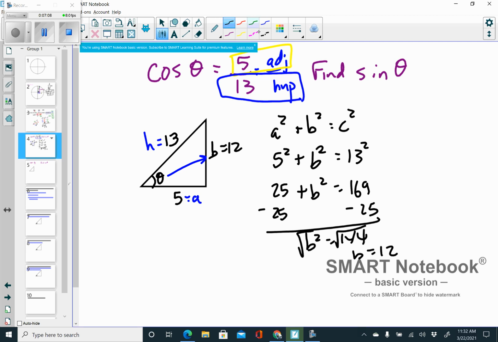So sine of theta is equal to opposite over hypotenuse. So I'm going to go sine of theta is equal to opposite. So my opposite side is B. So I'm going to put 12 on the top. And my hypotenuse is 13. So I'm going to put my 13 on the bottom. So my answer is 12 over 13.